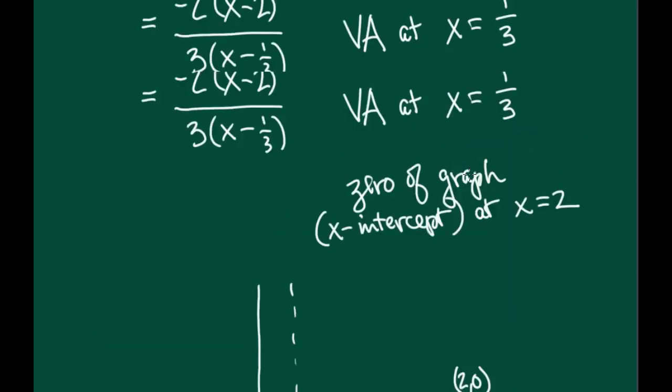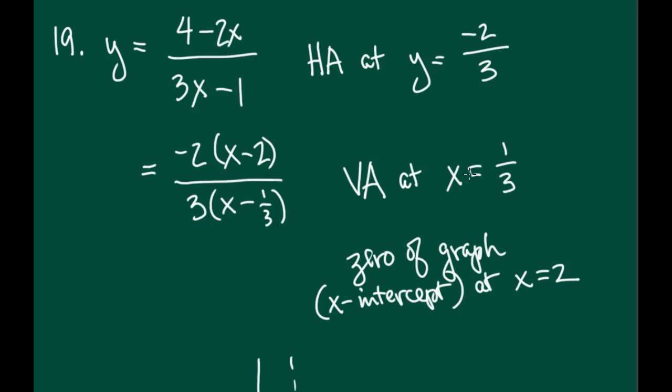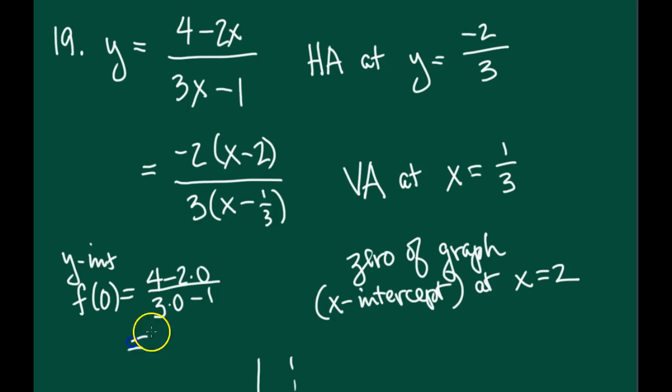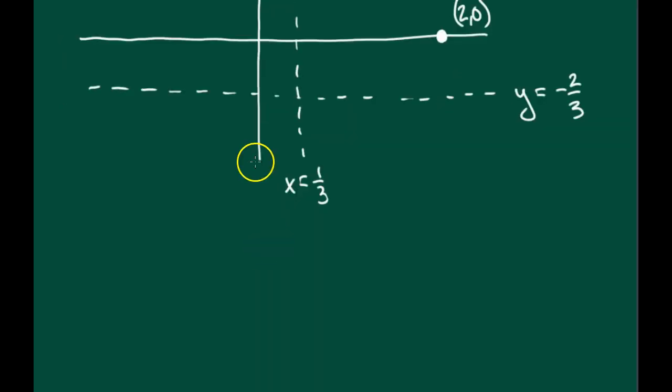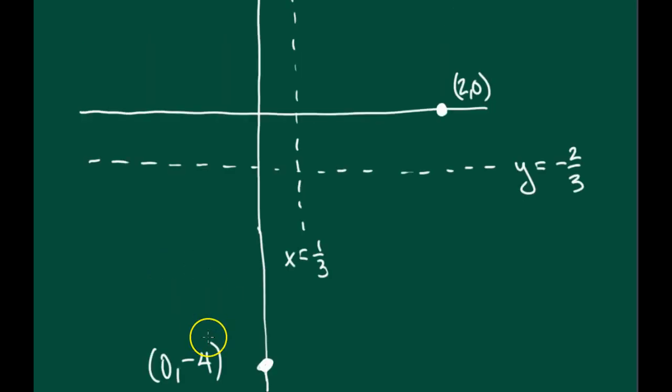And while we're at it, back up here, we have the x-intercept. The y-intercept is when we let x be equal to 0. So we have 4 minus 2 times 0 over 3 times 0 minus 1. So 4 over -1, which makes -4. Well, I'm going to need a bigger graph. Something like that.